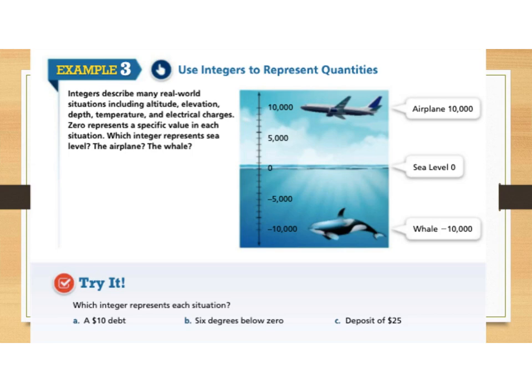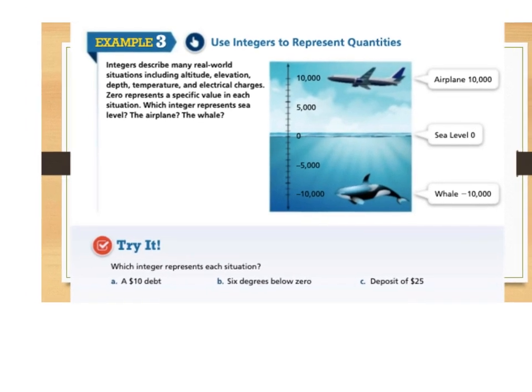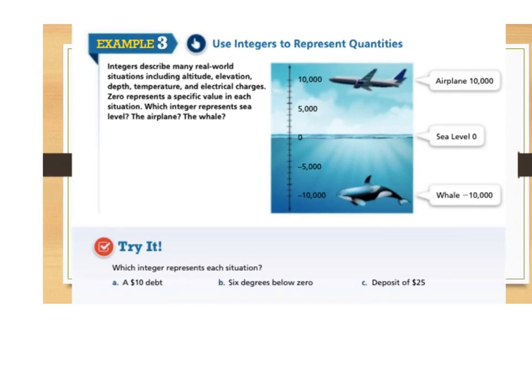All right, the next thing we need to talk about that I had you explore yesterday in class is the use of integers to represent quantities. Integers describe many real-world situations, including altitude, elevation, depth, temperature, and electrical charges. 0 represents a specific value in each situation. Which integer represents sea level, which represents the airplane, and which represents the whale? Well, as you see here, sea level is 0. Sea level and ground level will always be at 0.